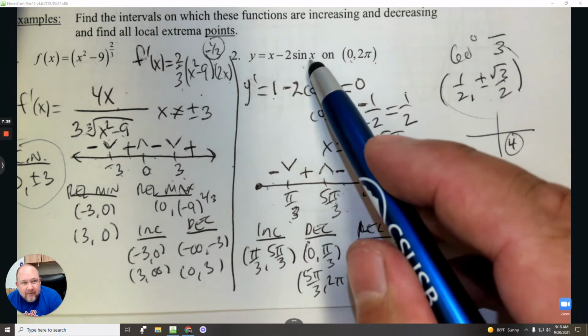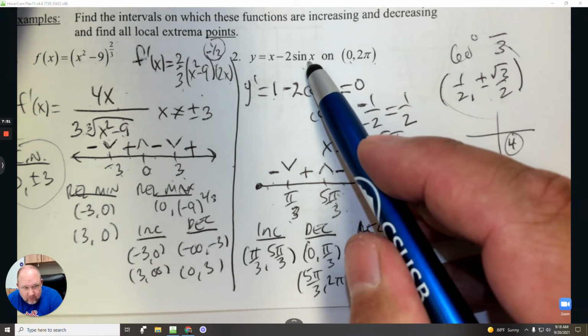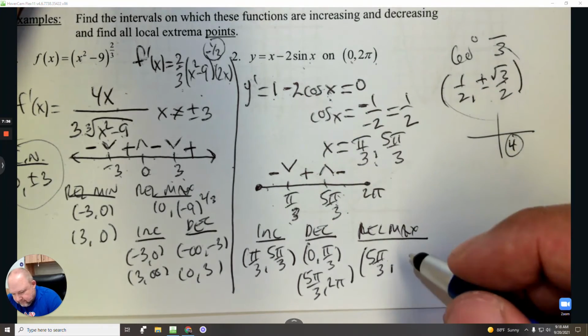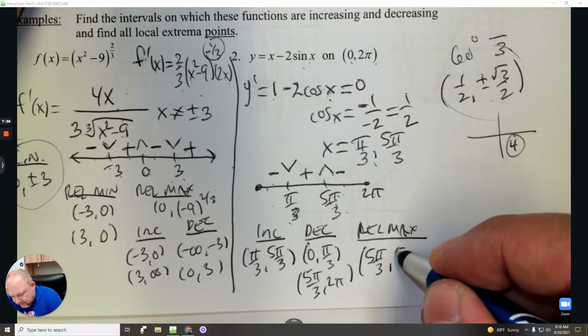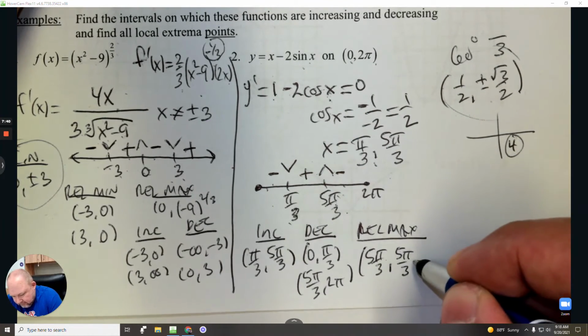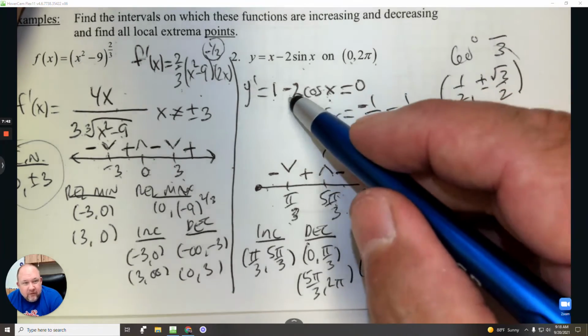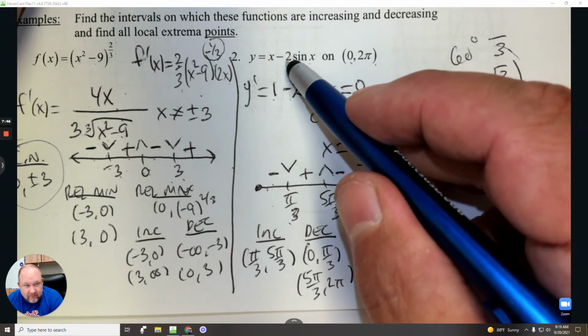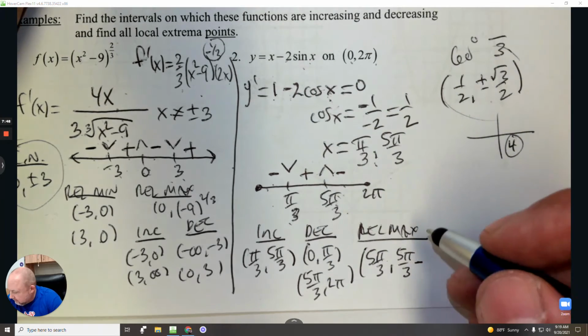If I plug 5 pi over 3 into here, the y coordinate there is negative root 3 over 2. So it'd be 5 pi over 3 subtract. Now the 2's are going to divide out, and just leave you with the negative times the negative, which is plus root 3.